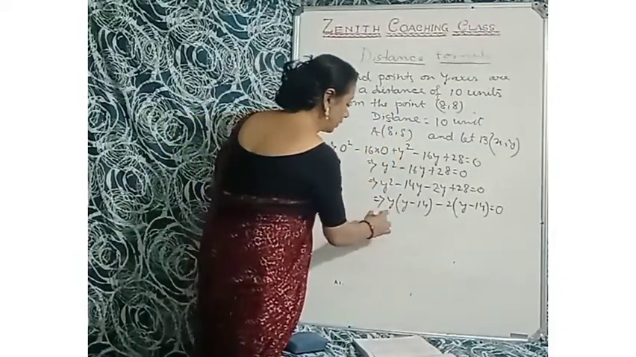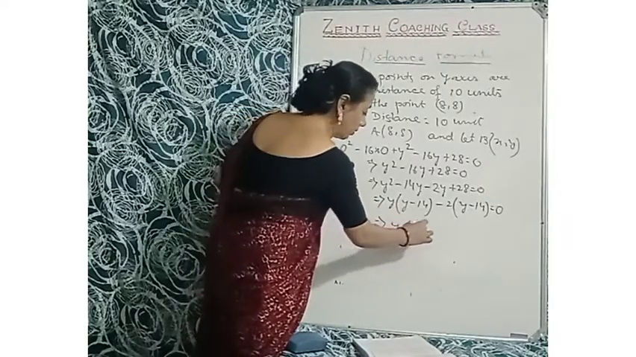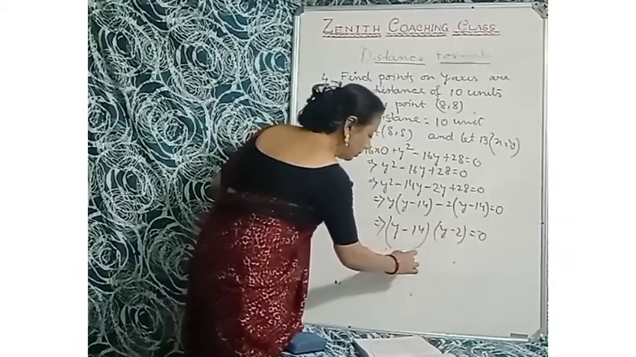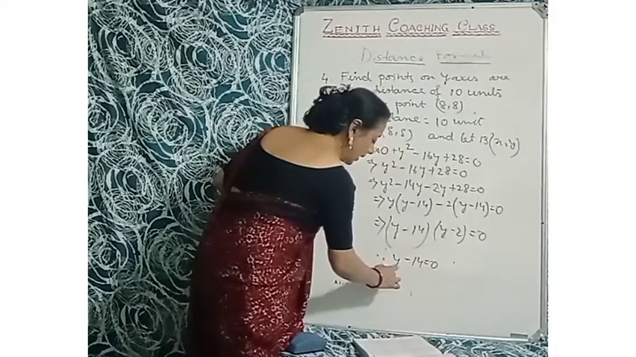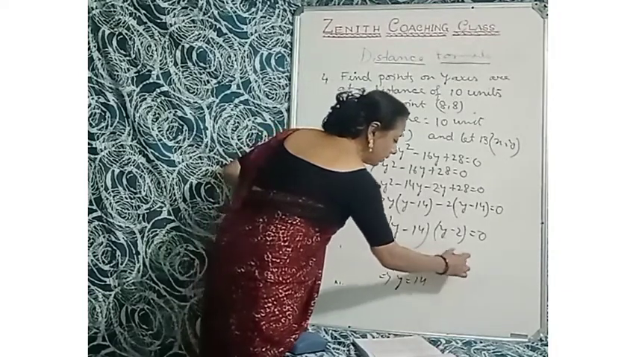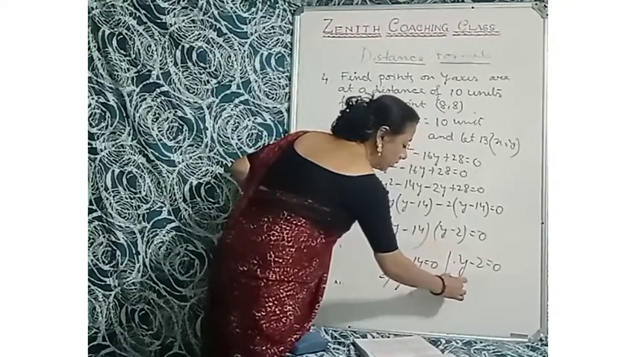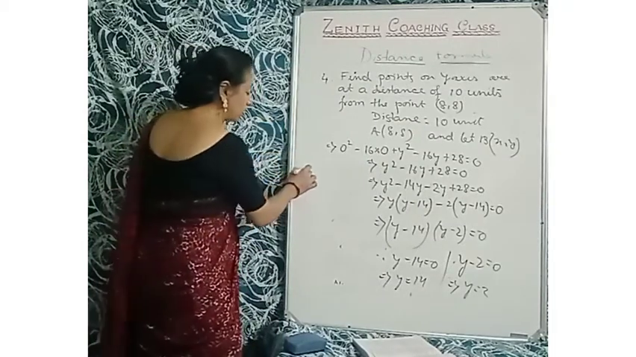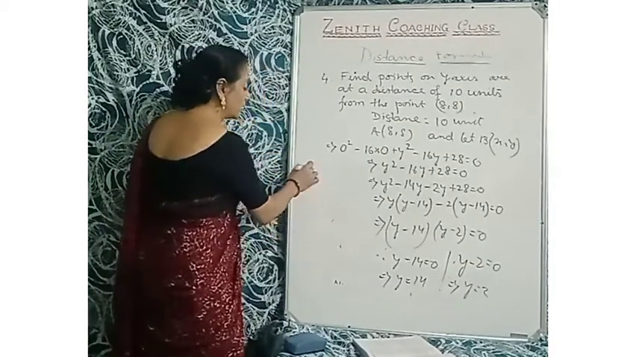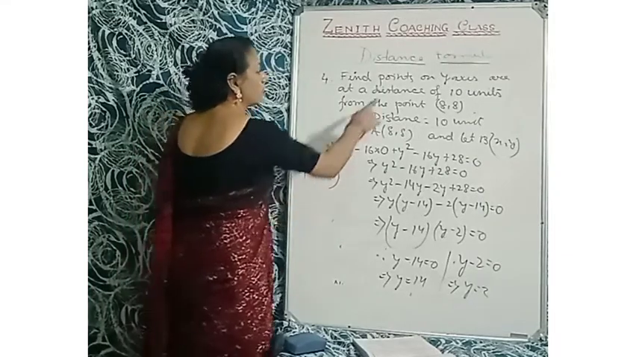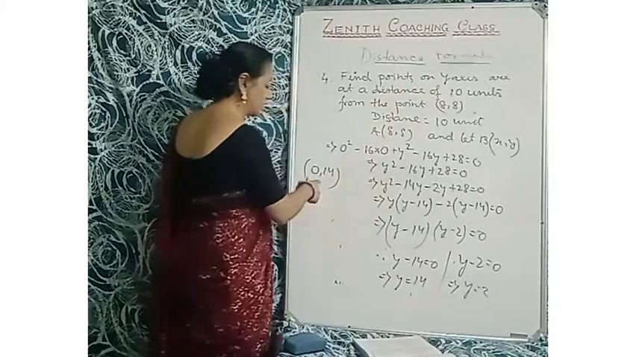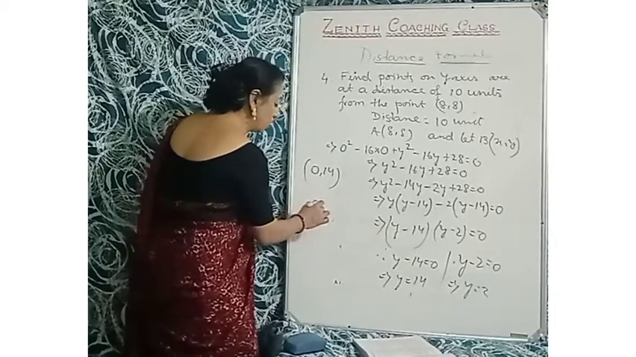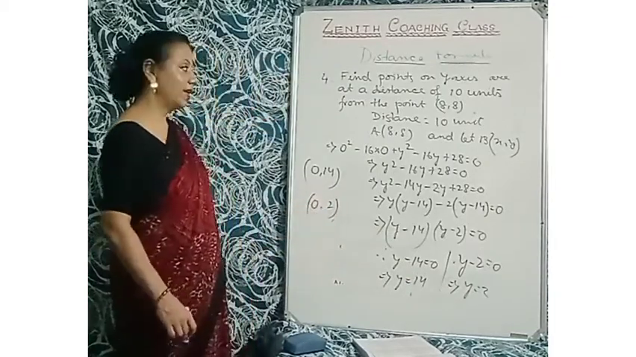Now you will get two values. So (y minus 14)(y minus 2) equals to 0. Therefore y minus 14 equals to 0 implies that y equals to 14, and again y minus 2 equals to 0, then y equals to 2. Okay, so what are the coordinates here? When y equals to 14, the coordinate is (0, 14), because it lies on y axis, so x equals to 0. And when y equals to 2, the coordinate is (0, 2). Okay, and this is the sum.